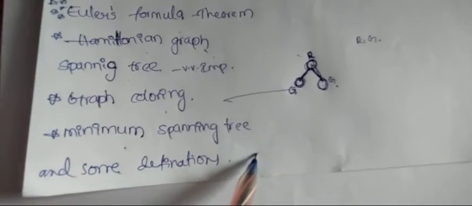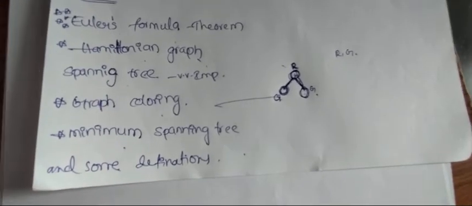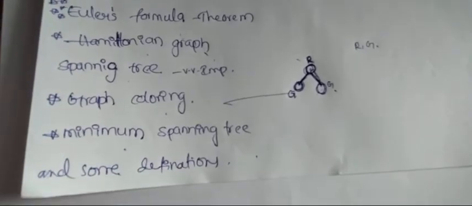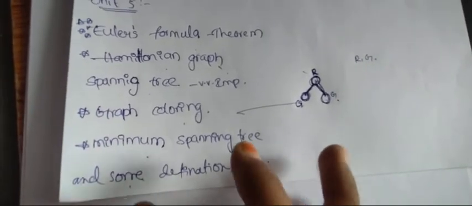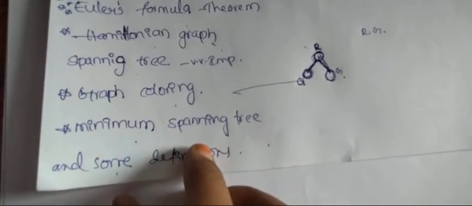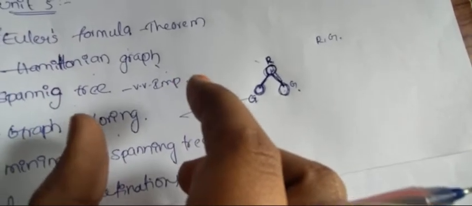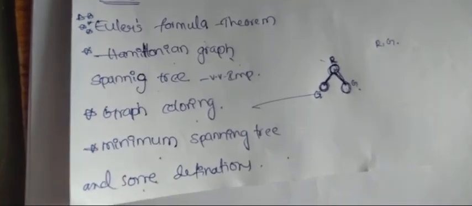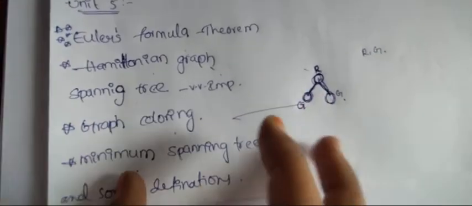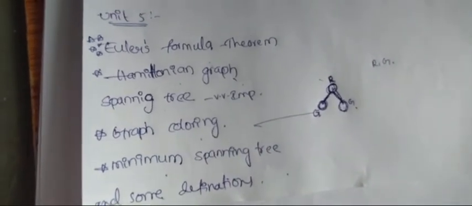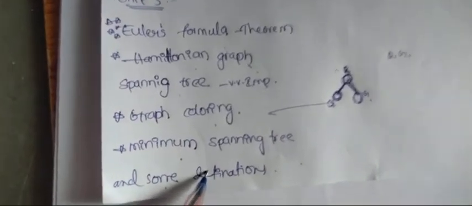And minimum spanning tree is also important. Just look at the topic once, refer to the topic, and try to learn some definitions. In the 5th unit, we have some definitions. So learn the definitions perfectly. In discrete mathematics, definitions are mainly important. So try to learn all the definitions from the 5th unit.